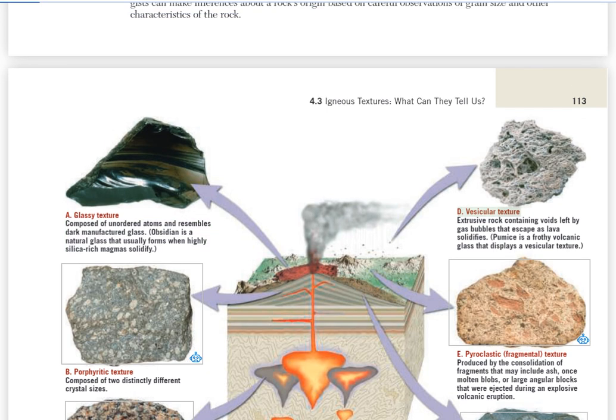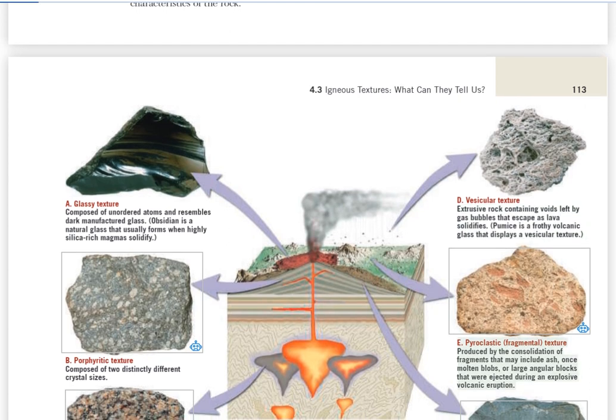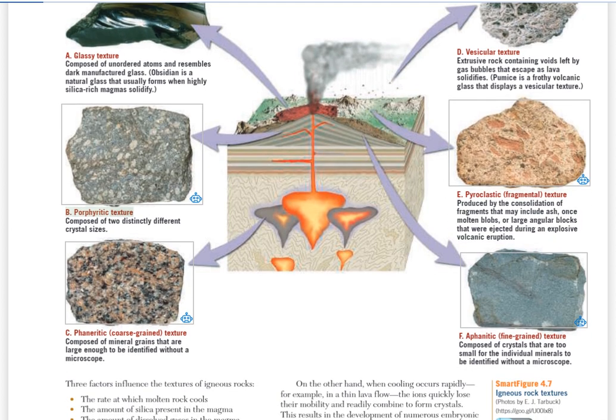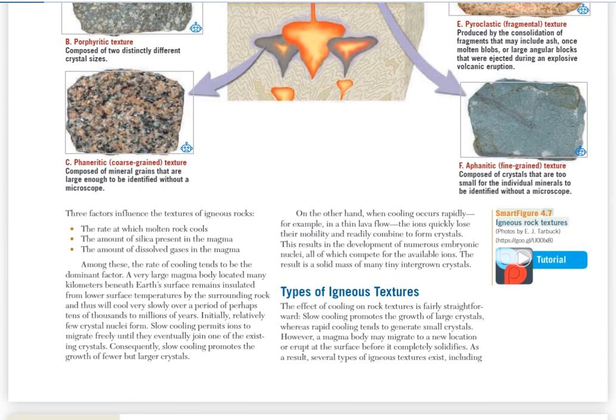Vesicular texture. Extrusive rock containing voids left by gas bubbles that escape as lava solidifies. Pyroclastic texture, produced by the consolidation of fragments that may include ash, once-molten blobs, or large angular blocks that were ejected during an explosive volcanic eruption. Porphyritic texture, composed of two distinctly different crystal sizes. Smart Figure 4.7 Igneous rock textures.